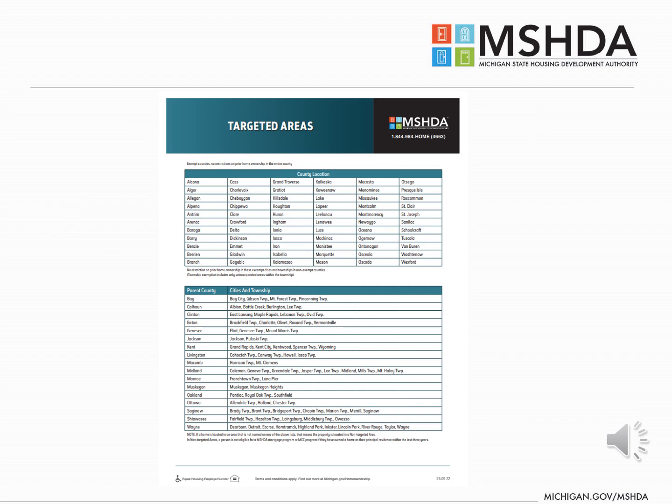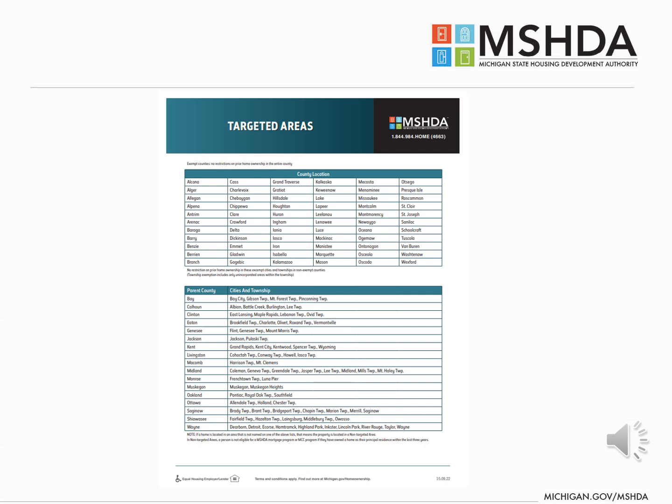This is the targeted areas list. The counties listed at the top of this list are entirely targeted. There is no prior homeownership restriction in these counties. For the counties listed below, only the specific areas listed to the right of those counties are targeted. If the home is located in one of these specific areas on this list, the home is in a targeted area and there is no prior homeownership restriction.